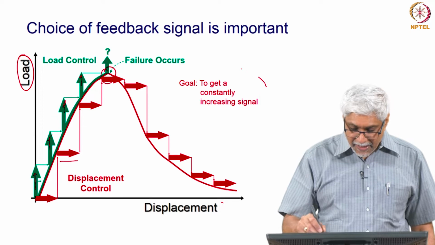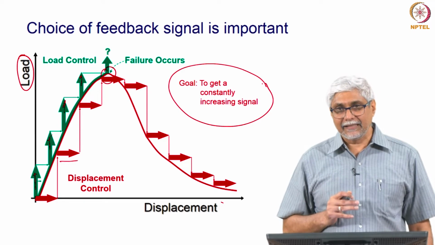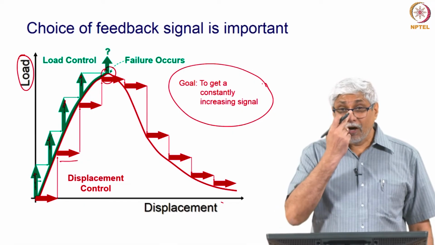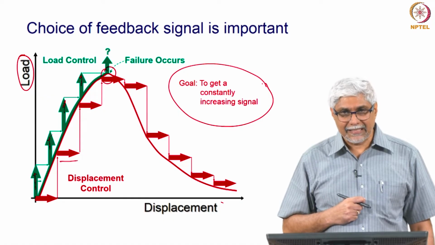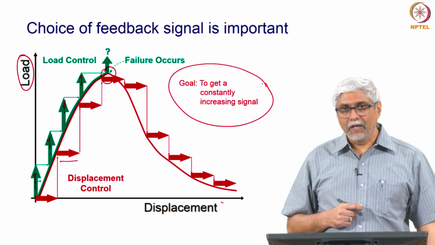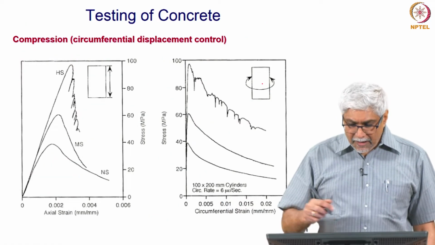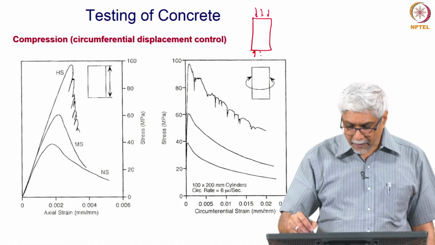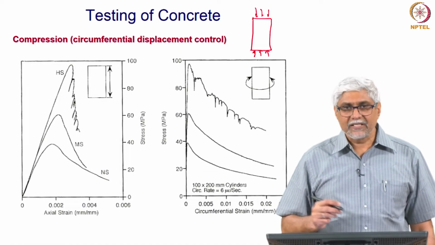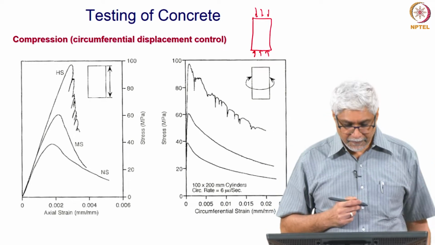So, the objective always is to do a test such that you get some constantly increasing signal. The decision on which is the constantly increasing signal depends on your understanding of the test, and I will show you examples of how we can do different types of tests by this understanding. Suppose we want to do a compression test, say a cylinder or a prism, and we want to do a uniaxial compression test. All of us have seen, read that beyond a certain load the specimen just fails.